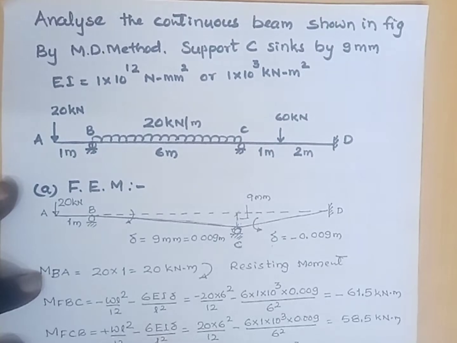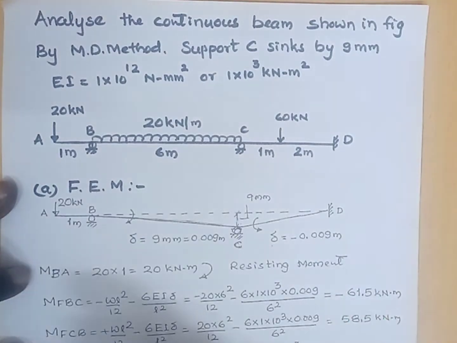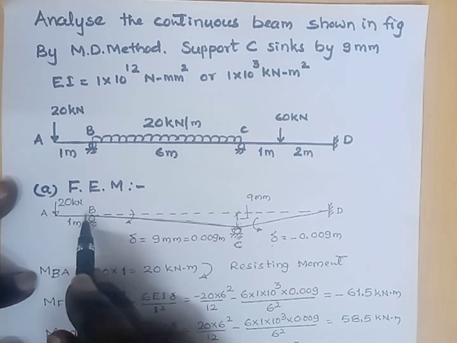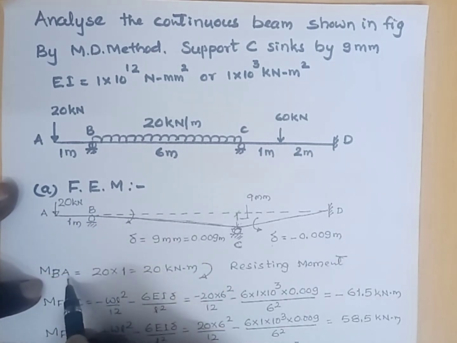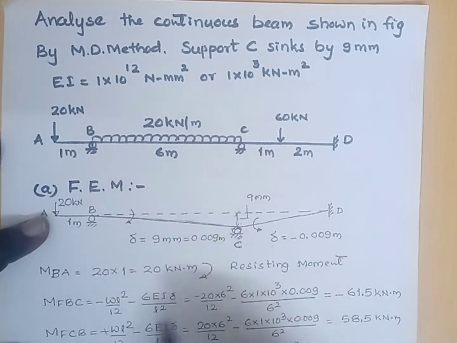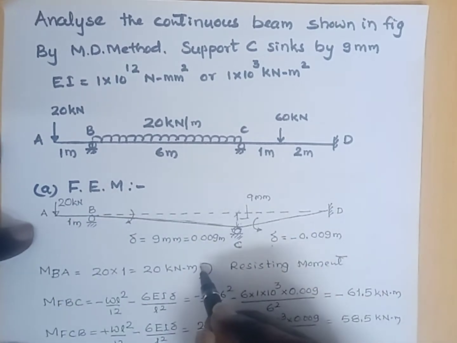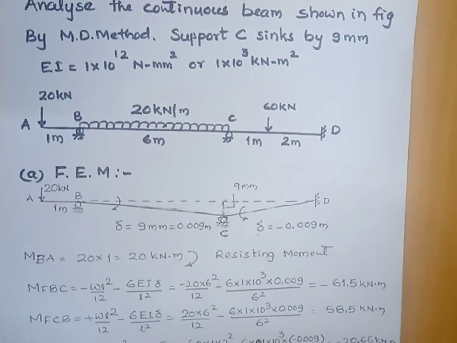Then the first step, calculation of the fixed end moment. Here there is a sinking of one of the supports, hence we have to calculate the fixed end moment additionally due to the sinking and rotation of the support. Here this one is overhanged. Convert this overhang into the resisting moment. Here the moment is 20 into 1. The direction of the moment is anti-clockwise, but the resisting or opposing moment is clockwise. That is 20 kilonewton meter.